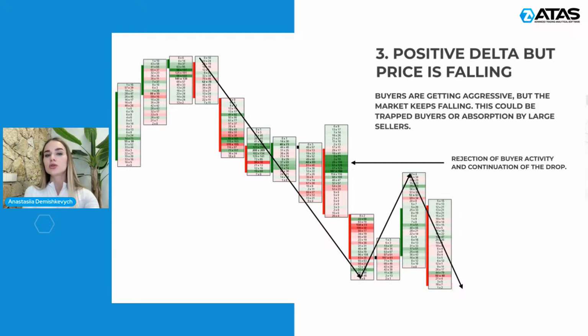This can also be used as an entry point because if the buyers were absorbed and the price kept falling, this was the wall of potential sell limit orders standing there. So you may assume that the price, if returning back to the same point, will still continue to react and reject the same level, which we see exactly happening. So we see the zone, buyers were absorbed, the price comes back there, rejects it, and continues down.